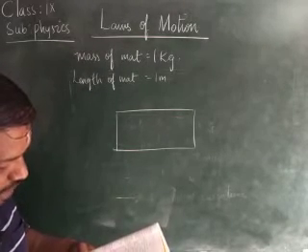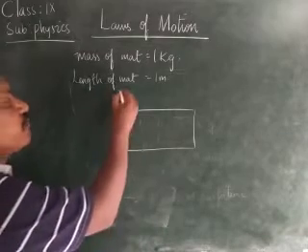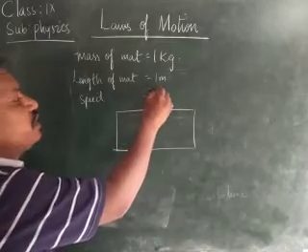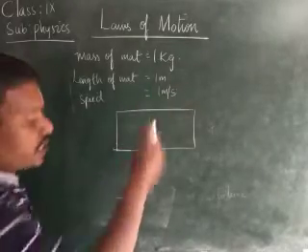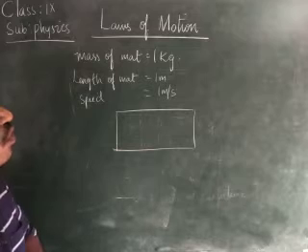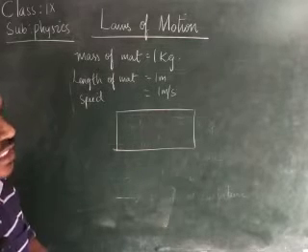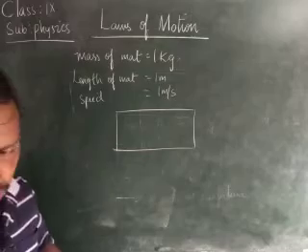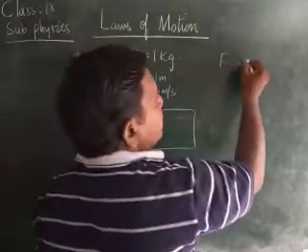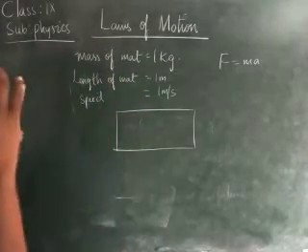The mass of the mat is given as 1 kg, and it is moved with a speed of 1 meter per second. Speed is also given, that is 1 meter per second, children. Now what is he asking? How much force is he using? Normally, force is given by the formula F is equal to ma.